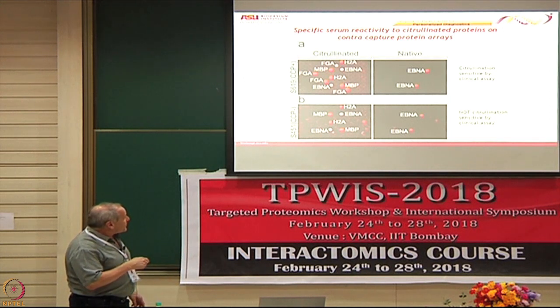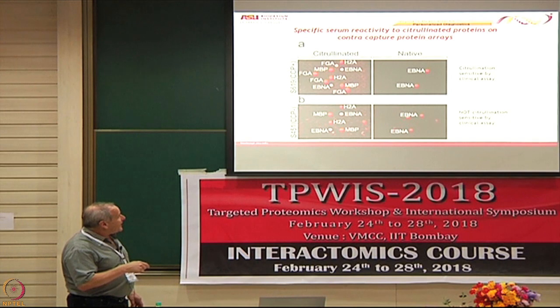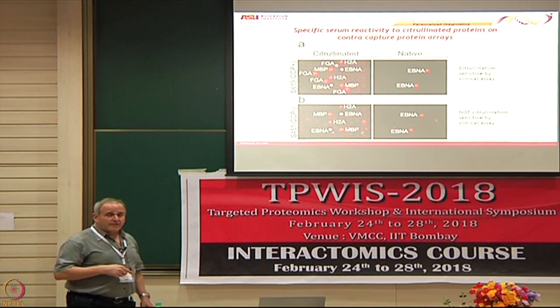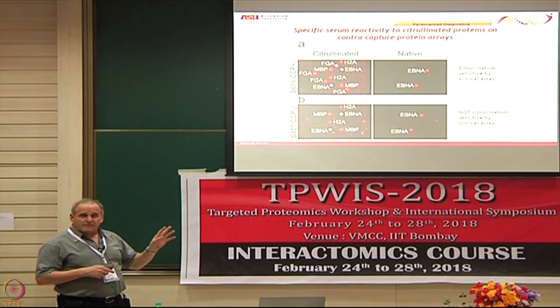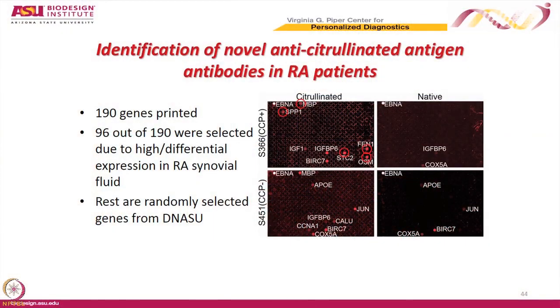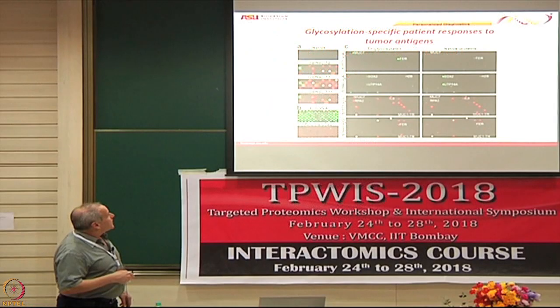Here's another patient, same idea. And again, the signals are only present in the citrullinated array. Identifying new interactors based on the citrullination. Here you can see some responses. They were not previously known. And again, they're citrullination positive or specific.